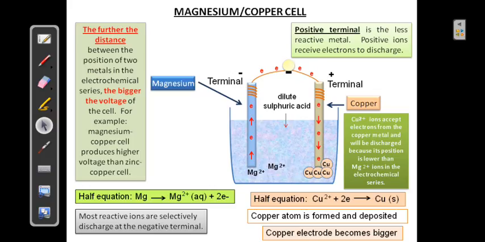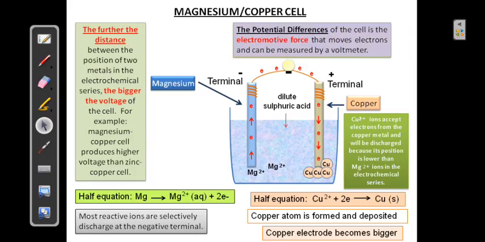So the point to note is, the further the distance between the positions of 2 metals in the electrochemical series, the bigger the voltage of the cell. For example, the magnesium copper cell produces higher voltage than the zinc copper cell, because magnesium is higher than zinc. So the magnesium copper combination will give a higher voltage compared to the zinc copper combination. We will learn more about that in the electrochemical series later on.